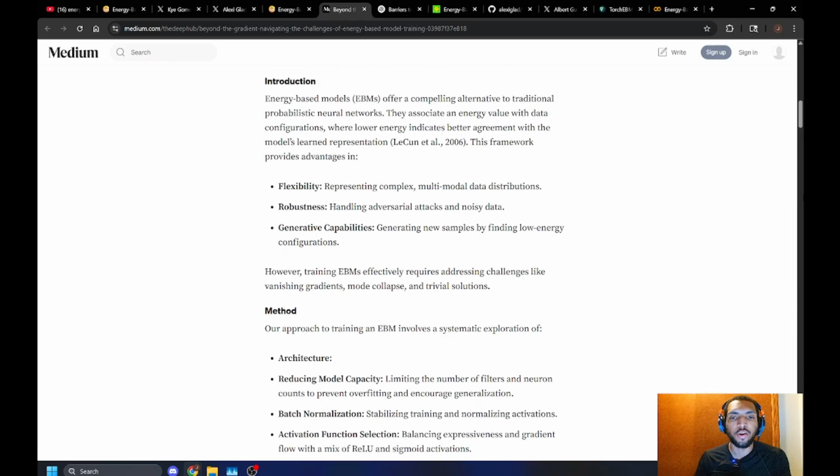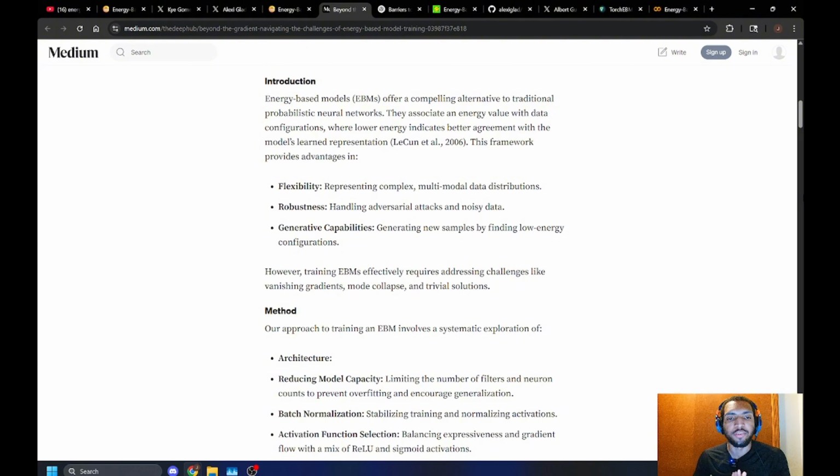So energy-based models offer a compelling alternative to traditional probabilistic neural networks. They associate an energy value with data configurations where lower energy indicates better agreement with the model's learned representation. So anything within the data should have a lower amount of energy, and anything outside of the data should have a higher amount of energy assigned to it.